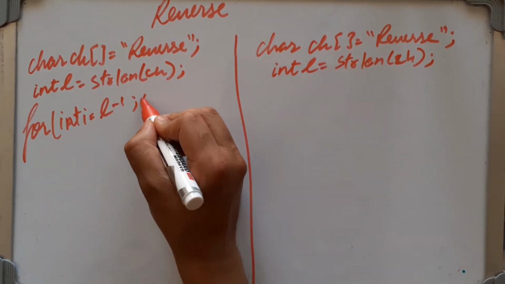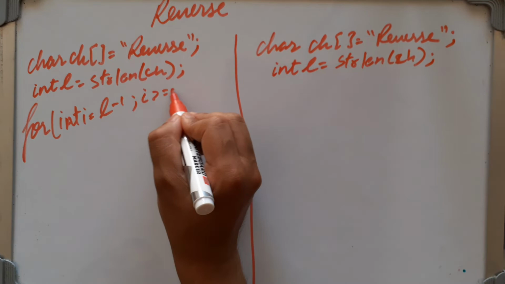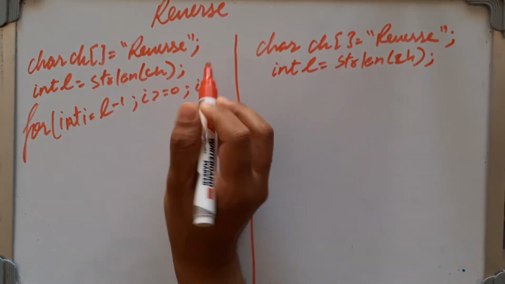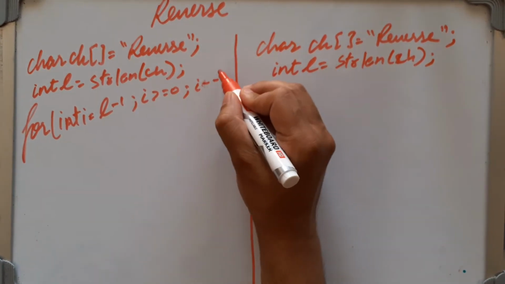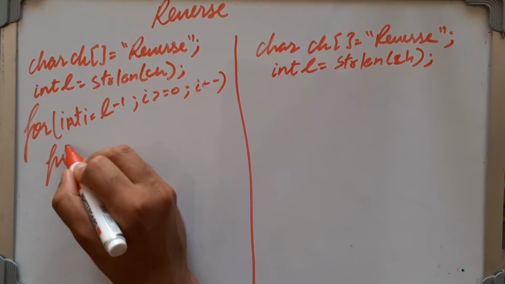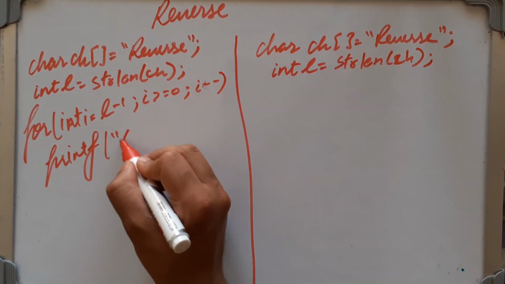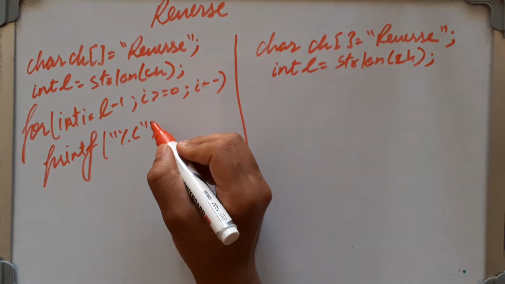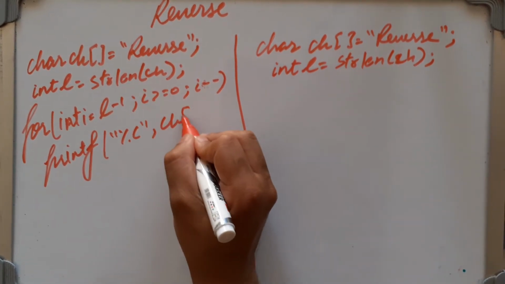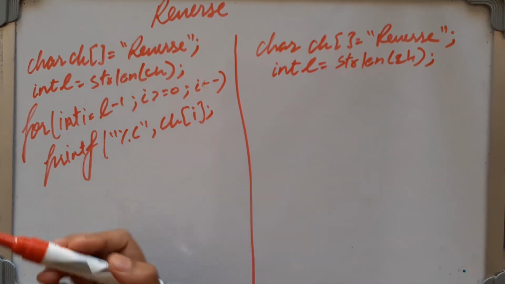Now you can print the string in a backward way, like int I equals to L minus 1, and I should be greater than or equal to 0, and I minus minus, and you can directly printf and print directly the string like %c, you are printing the character, so you can directly print the character ch of I. It will reverse it.